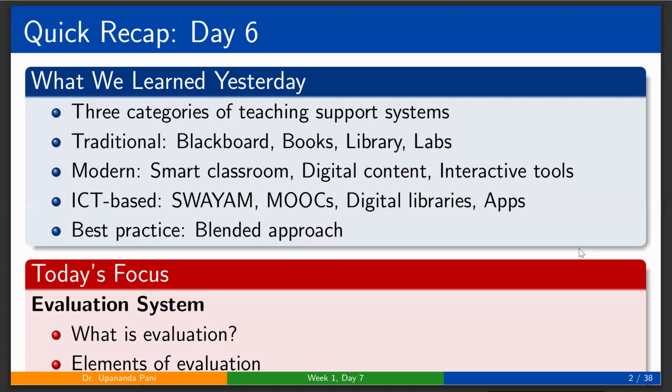Let's do a quick revision of what we did yesterday. Basically we tried to learn that there are three categories of teaching support system. That is traditional: in traditional you have blackboard, books, library and labs. And in modern you have smart classroom, digital content, interactive tools. In ICT based you are going to have SWAYAM, MOOCs, digital library and other teaching learning apps. Best practice, you should have a blended approach, right?